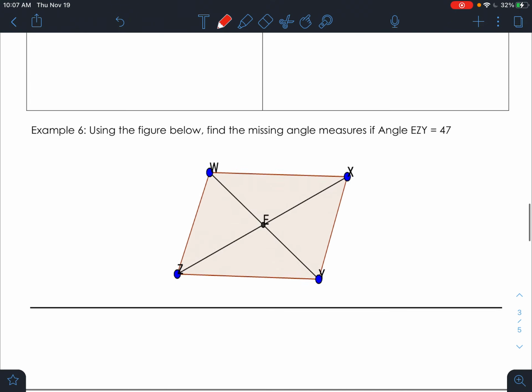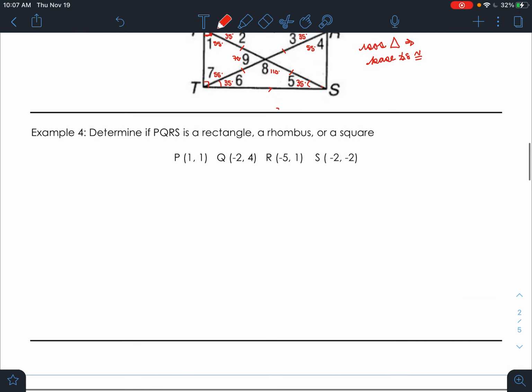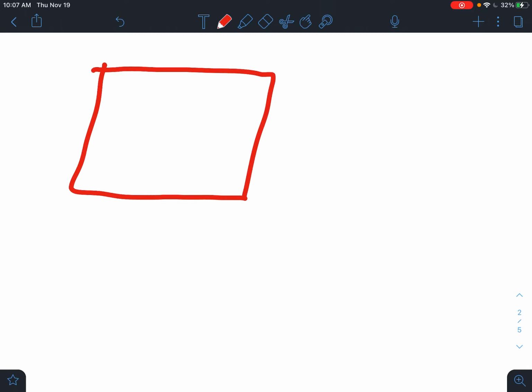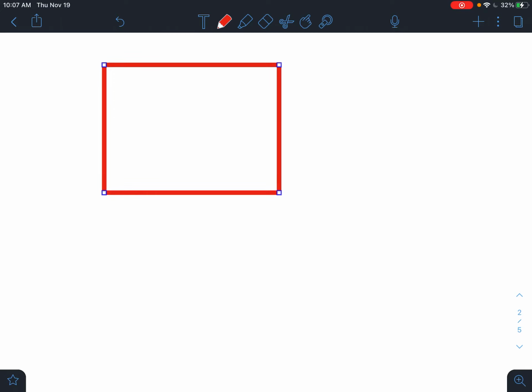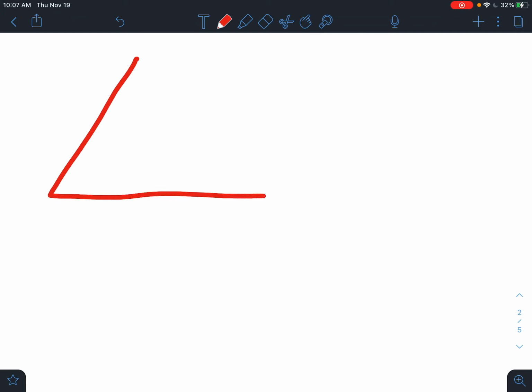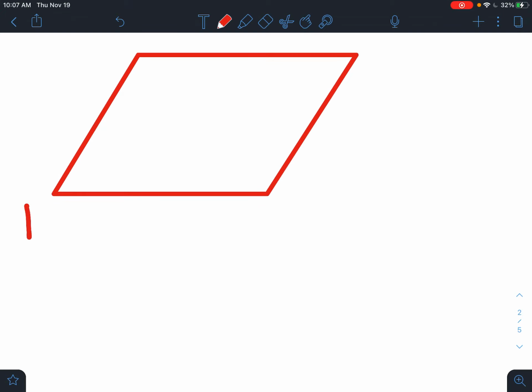Okay. All right. We'll do one more question before we pause. On this one, it says determine if PQRS is a rectangle, rhombus, or a square. So what we're going to do is draw this as a parallelogram, and I'm going to label what I got. So I'm going to have PQRS.